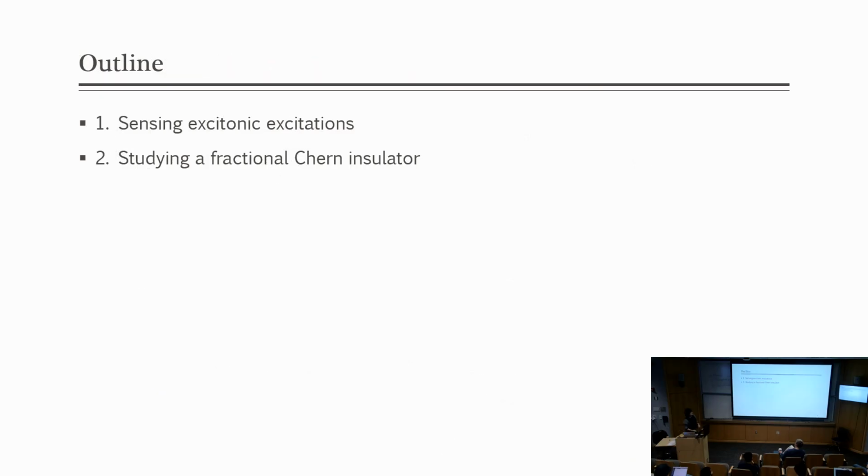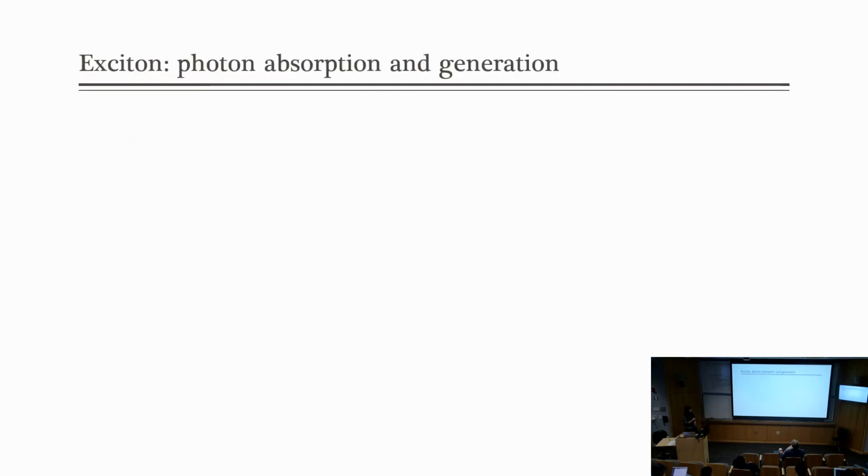And here's my outline. Using that technique, we would love to do something that optical spectroscopies usually do. So the first thing is sensing excitonic excitations. We would also love to do something that transport measurements usually do. So that's the second thing, studying a fractional Chern insulator. I will start from the first one, about excitons.